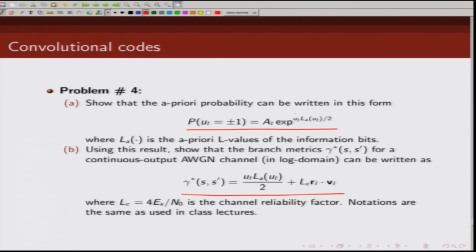Now, UL is my input, LA is the APP value for the a priori inputs, LC is the reliability factor which is given by 4 times Es by N naught. Other notations are same as which are used in the lecture. V is the code word, R is the received sequence. So, can we write these in terms like this? So, let us look at it.